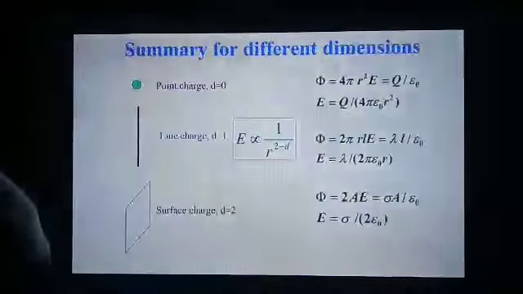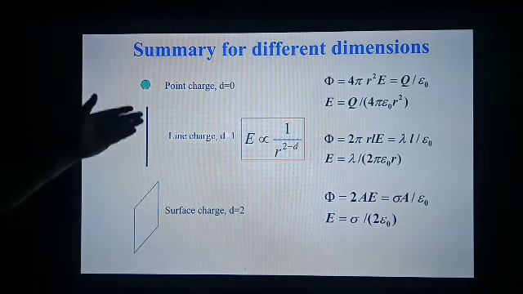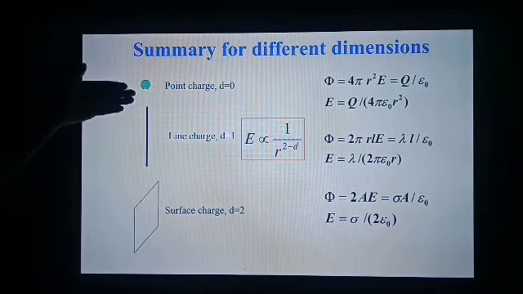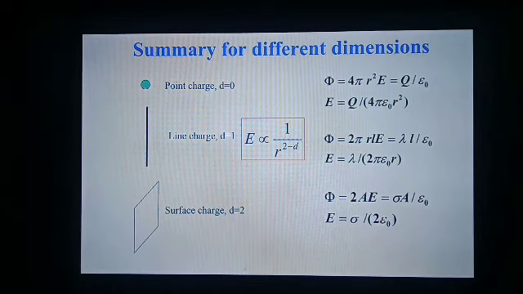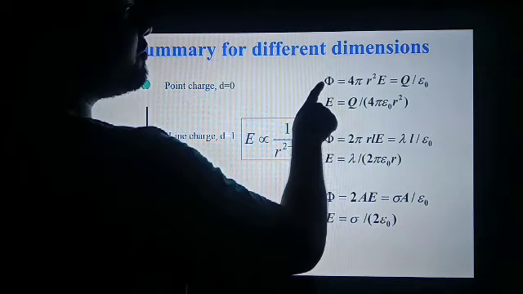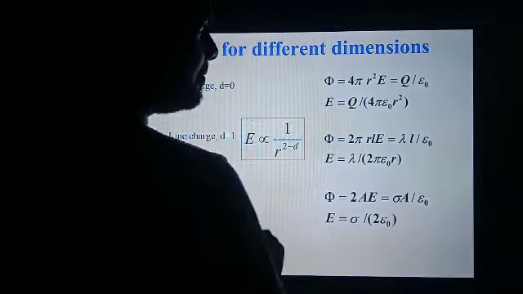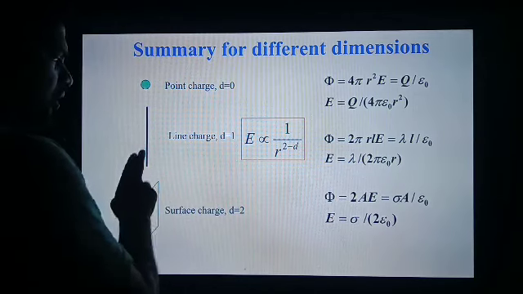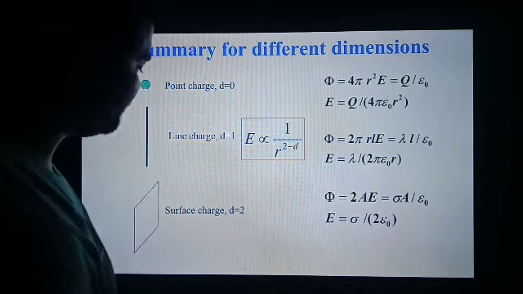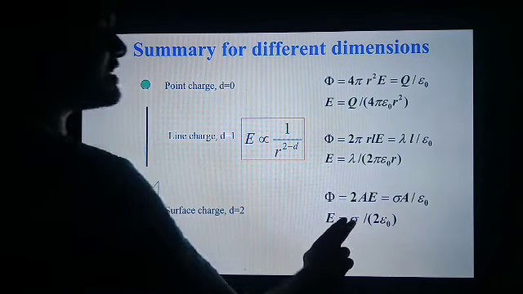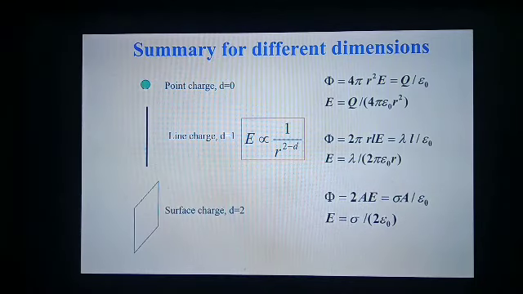Let's see in short the three applications: the electric field due to the point charge, due to the infinite line of charge, and due to infinite length of charge sheet. For the point charge, the flux phi is equal to 4 pi r square E, r is the radius. Due to the line charge, E is equal to lambda upon 2 pi epsilon naught r. Due to the charge sheet, that is sigma upon 2 epsilon naught. This and this you have to learn.